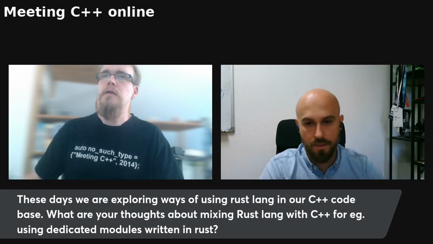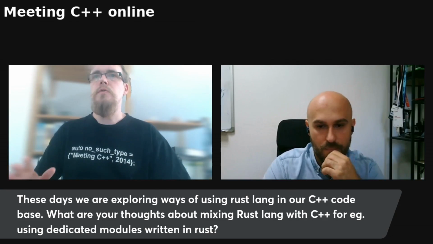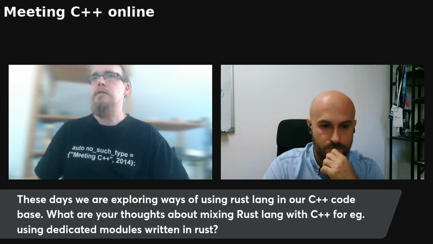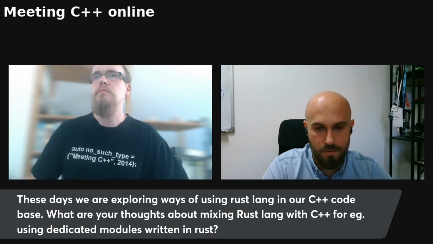All right, and there's also a question and comment which I see on LinkedIn, but it doesn't show up here in the local studio. So let me quickly copy that into a banner, and then I can show it here. While we are on the topic of Rust, these days they are exploring ways of using Rust lang in our code for C++. What are your thoughts about mixing Rust lang with C++, for dedicated modules written in Rust, for example?